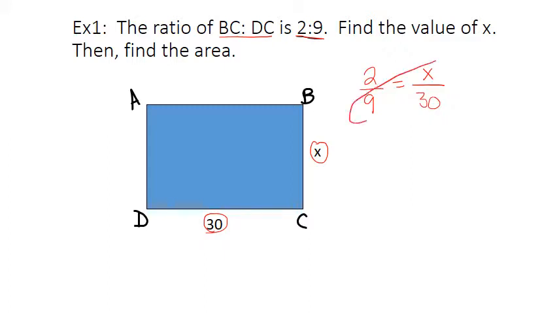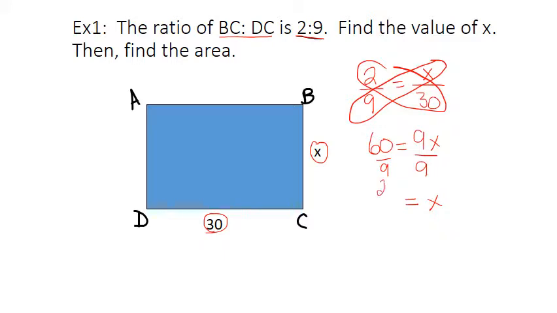So I'm just going to cross multiply. 2 times 30 is 60, which is equal to 9 times x, which is 9x. And then we're going to divide both sides by 9. This isn't going to reduce down simply, so we can take a 3 out of the top and the bottom, leaving us with the fraction 20 over 3.